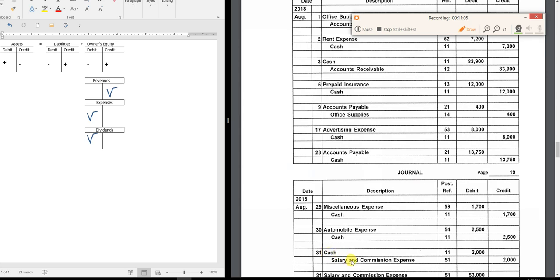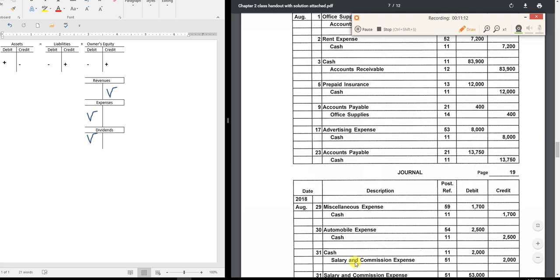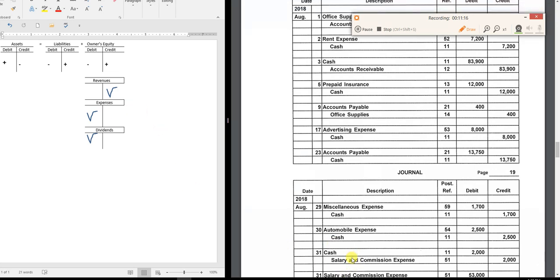So remember when I said you're probably wrong over here? Notice we credited an expense. And why did we credit an expense? Because we're fixing an error. So generally, if you credit an expense, you're fixing an error.